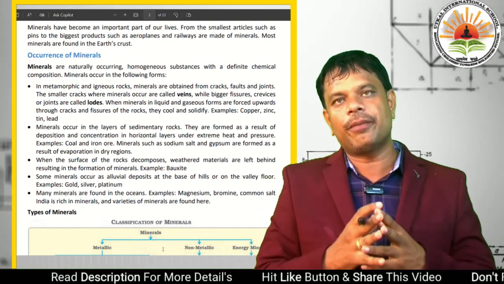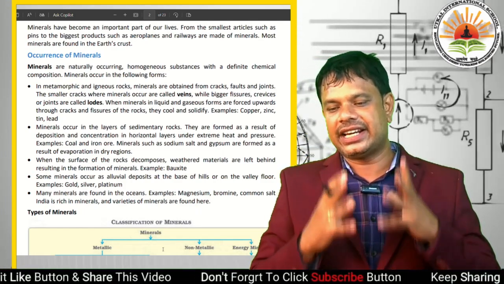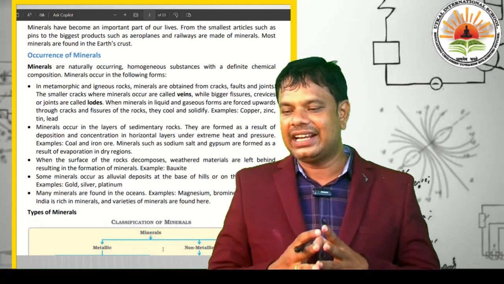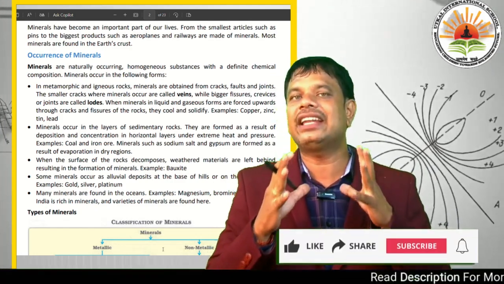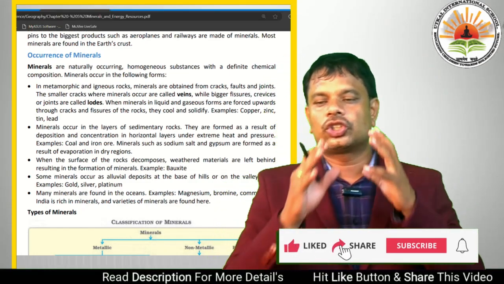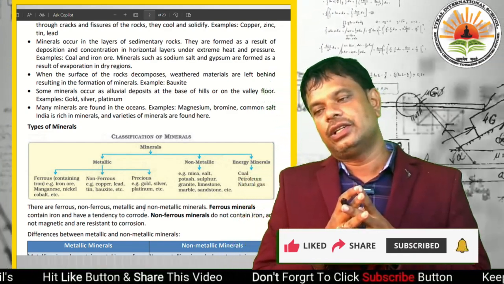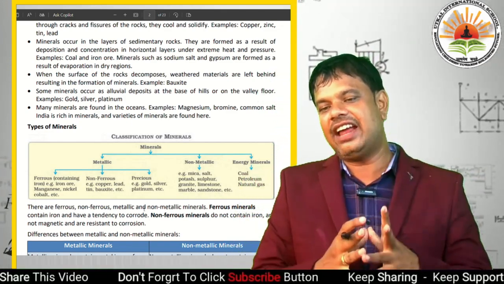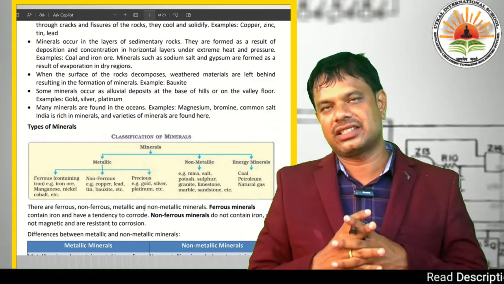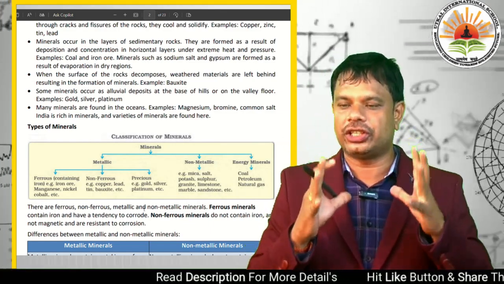Minerals such as sodium salt and gypsum are formed as a result of evaporation in dry regions. These are the main regions. Dear students, when the surface of the rocks decomposes, weathered materials are left behind, resulting in the formation of metals. Example: bauxite. It is a long deposition.